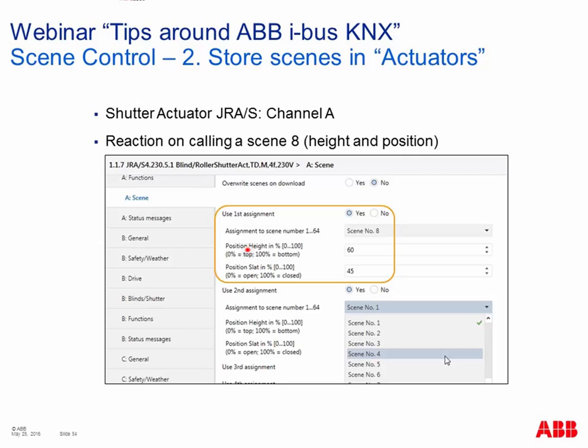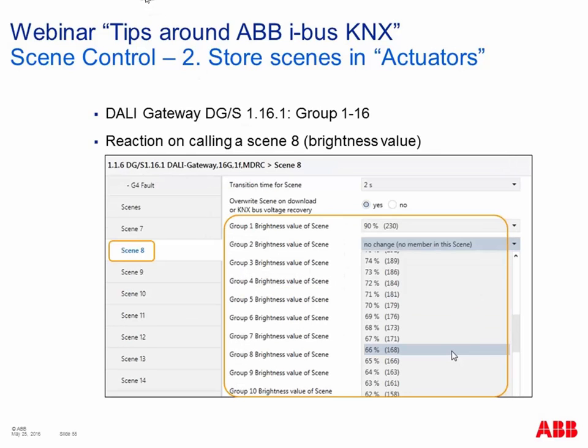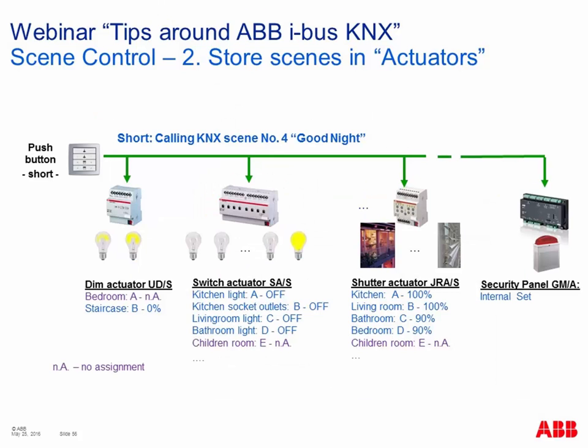Or in a shutter actuator, we can define the value, the position of the height, between 0 and 100%, and the position of the slats, so open or close the slats, maybe here up to 45%. And last but not least, in a DALI gateway, when there's a scene number 8, we can say group number 1 should listen to the scene, yes, with the value 66% or 50% or 90%, depending on your parameter settings.